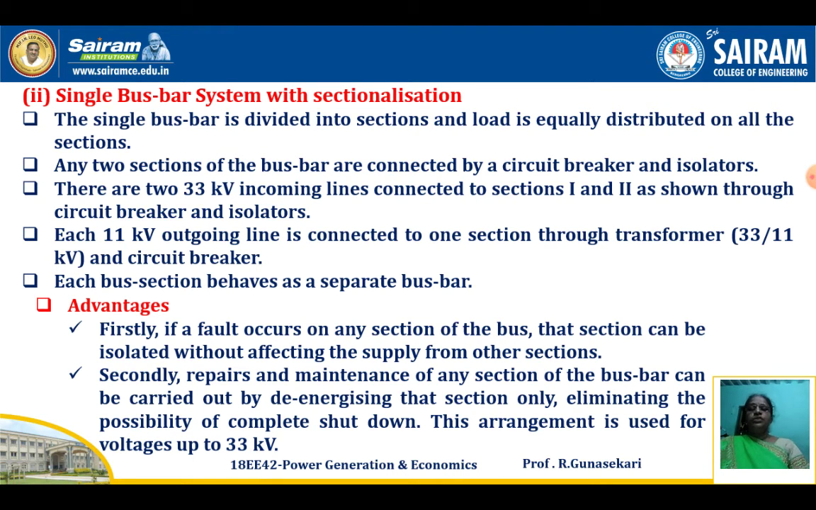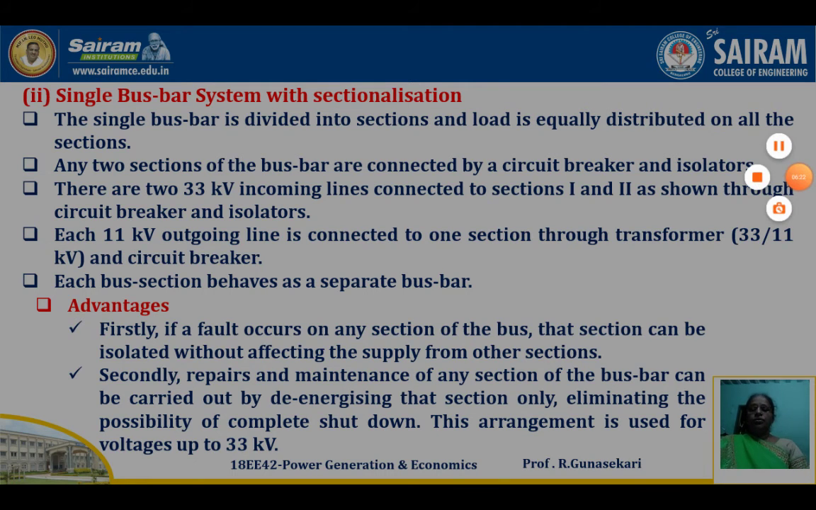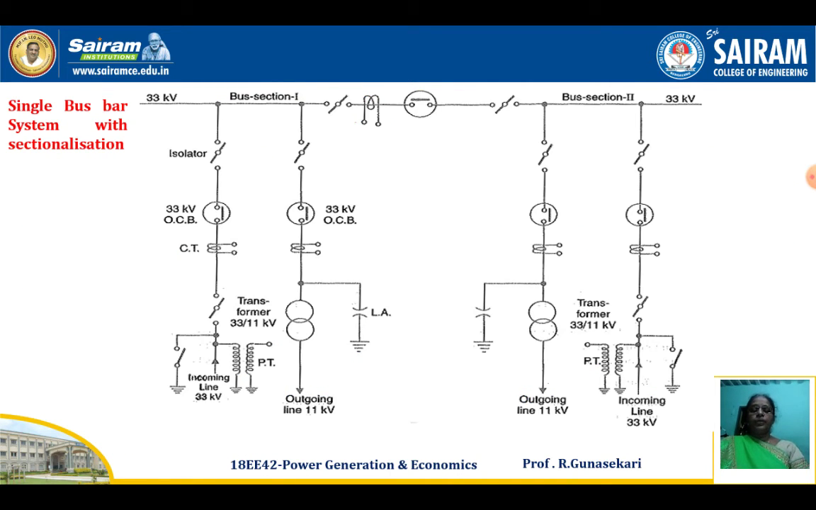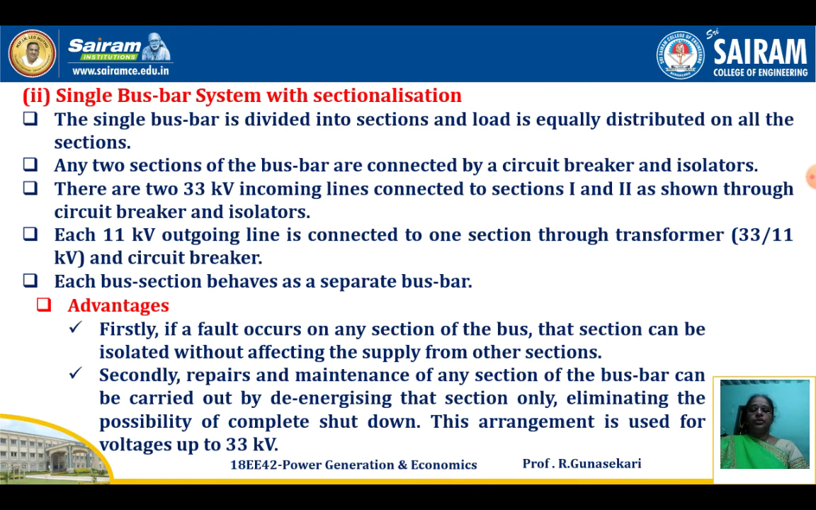Any two sections of the bus bar are connected by the circuit breaker and isolator only. Already I told you, a 33 kV incoming line is there, and two 11 kV outgoing lines are also there. Here we are using a 33/11 kV step down transformer in this bus bar arrangement. In this case, each bus section behaves as a separate bus bar. That's why this is called a single bus bar system with sectionalization.